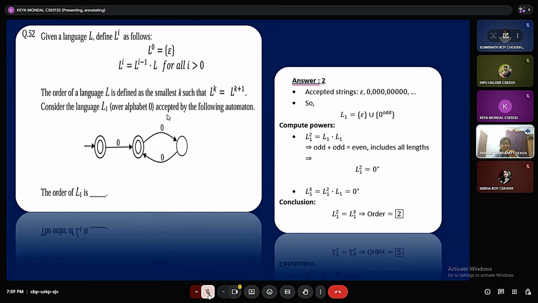Now L1 squared is L1 times L1, and we know odd plus odd is even, which includes all lengths. So L1 squared is equal to 0 star. So L1 cubed is equal to L1 squared times L1, which is equal to 0 star. So L1 squared is equal to L1 cubed. So here the order is 2.